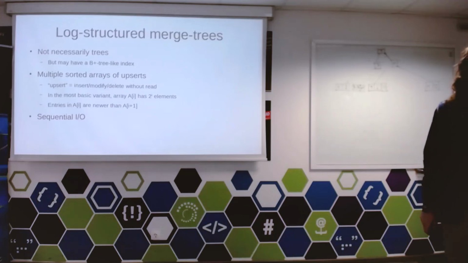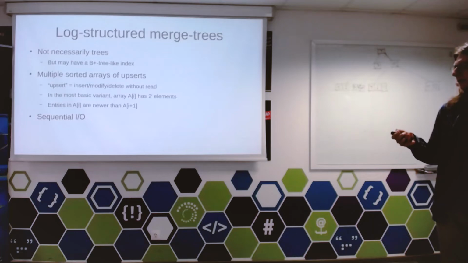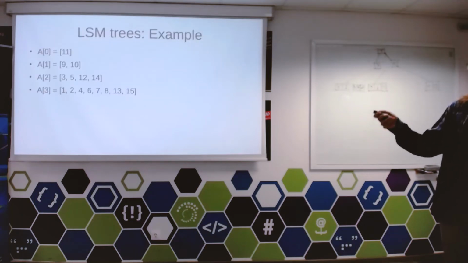And the most basic variant of a log-structured merge tree is a sequence of arrays, where the ith array has 2 to the power of i elements. Smaller arrays contain newer updates than larger arrays. If we do have read operations, we might need to construct a B+ tree-like index on the arrays, but the arrays are never dynamically updated. We only do merge operations.